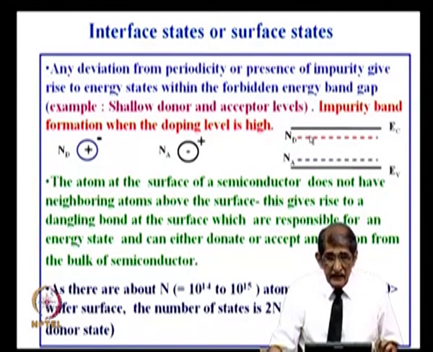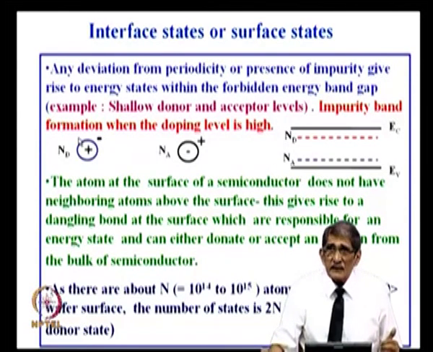Now, any loss of periodicity or presence of any impurity will give rise to levels between the conduction band and valence band. To give a very good example of that, donors. A donor is a fifth group element which has one extra valence electron, which I have shown here, and the core is a plus charge. This is the fifth electron of the fifth group, which will be revolving around the core, very loosely bound.